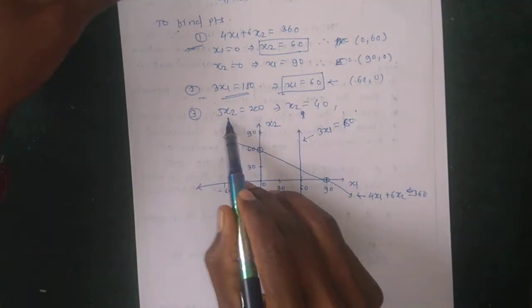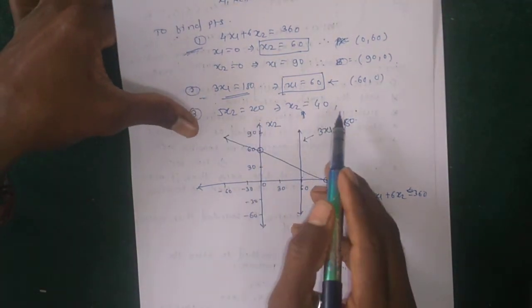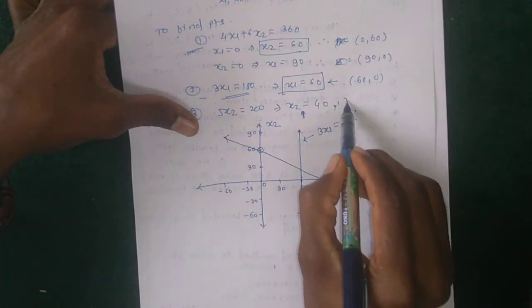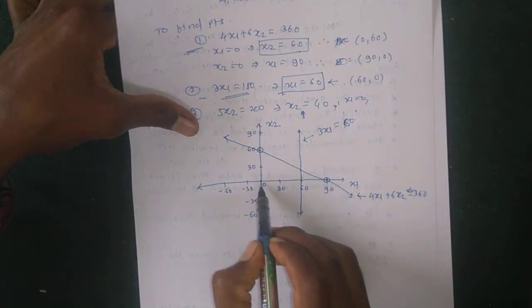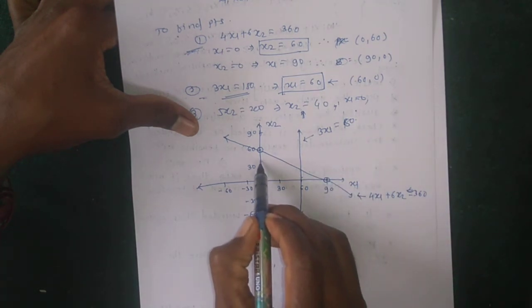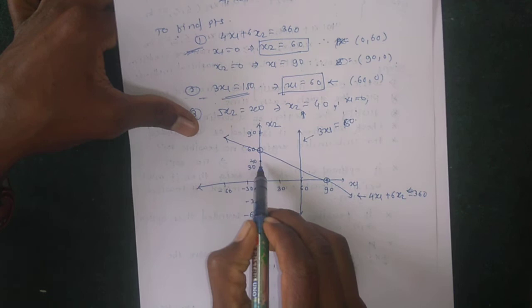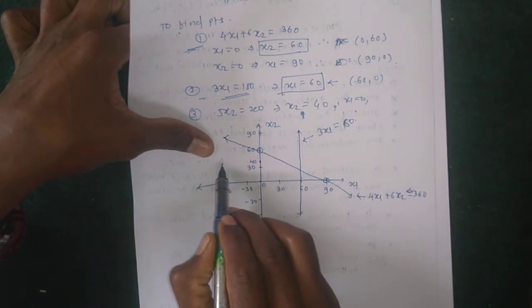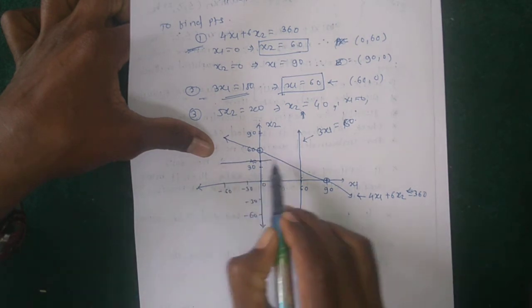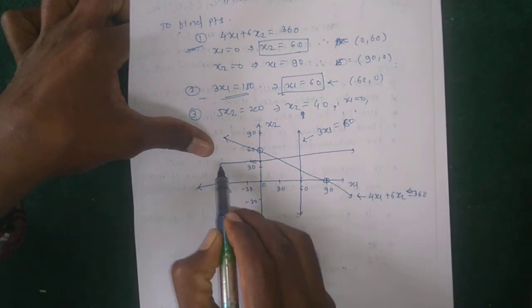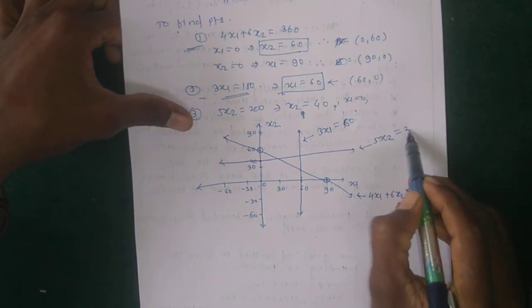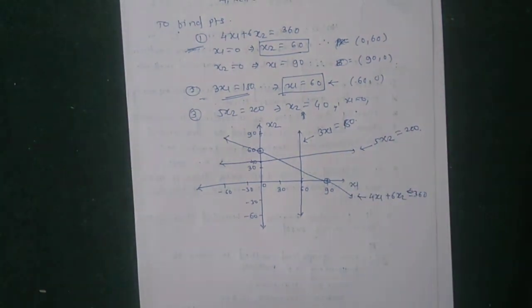And next is 5x2 is equal to 200, which is x2 is equal to 40. Here x1 is 0, therefore the point is (0, 40). Suppose that here is 40, which is parallel to the x1 axis. Therefore we plot this line. This line is 5x2 is equal to 200. So we join all the points.